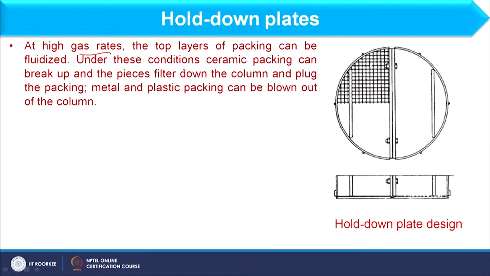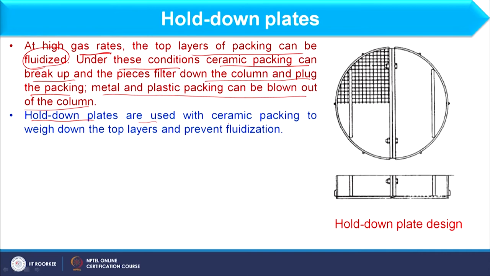So, let's see a few points about that. At high gas rates, the top layer of packing can be fluidized, that we just have discussed. Under these conditions, ceramic packing can break up and pieces of that filter down the column and plug the packing. Okay. Metal and plastic packing can be blown out of the column also. So, in this way, high gas velocity should not be used, but that we cannot always do. However, we can hold the packing within the column by some means. Okay. In that case, hold down plates are used with ceramic packing to weigh down the top layer and prevent fluidization of these packings.